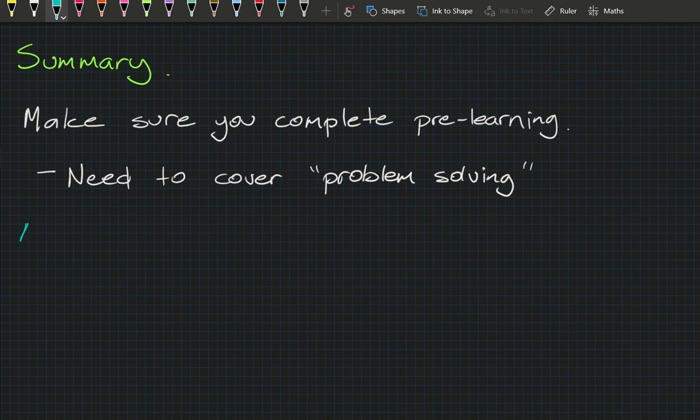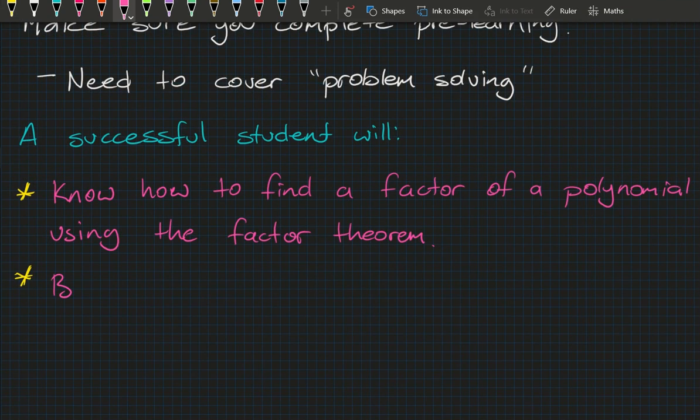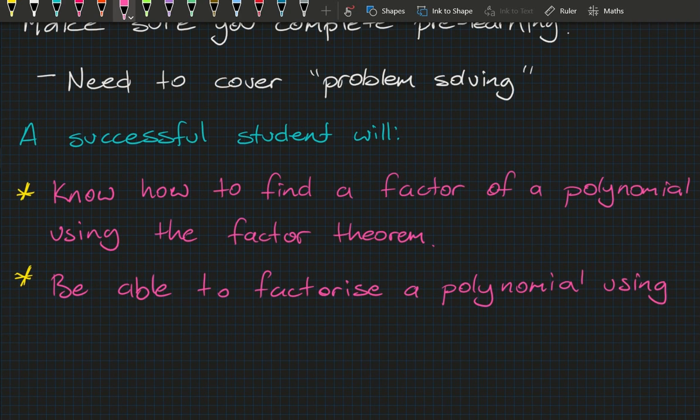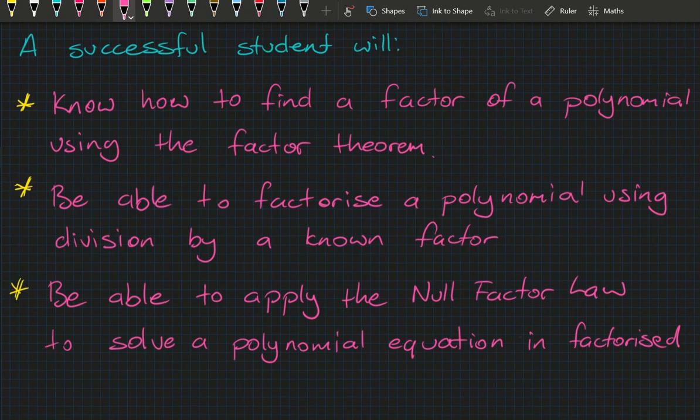Okay, so for this lesson, a successful student will know how to find a factor of a polynomial using the factor theorem, be able to factorize a polynomial using division by a known factor, and finally be able to apply the null factor law to solve a polynomial equation in factorized form.